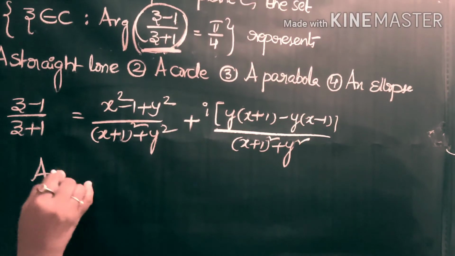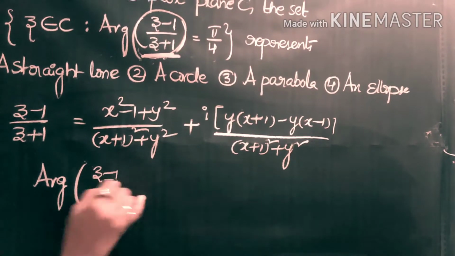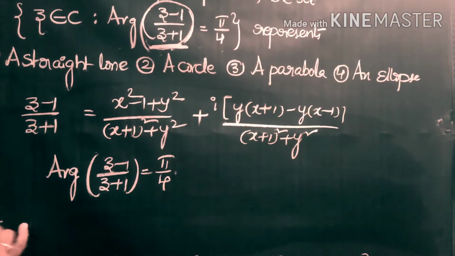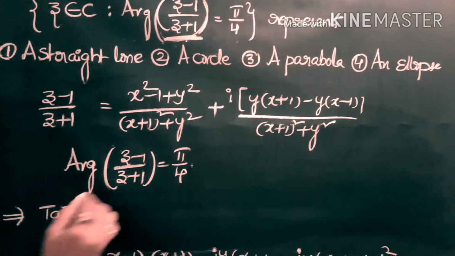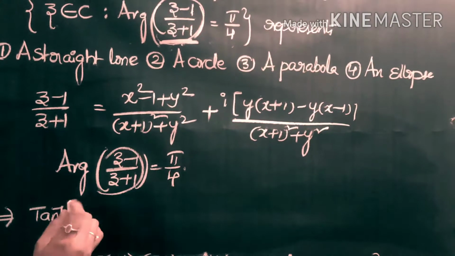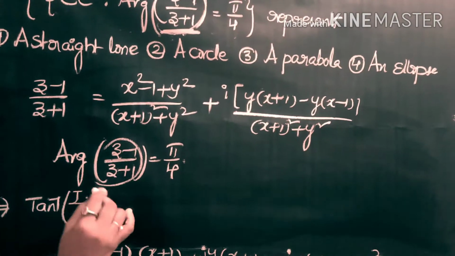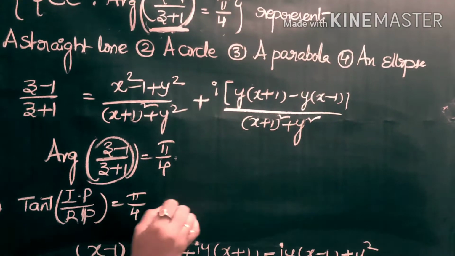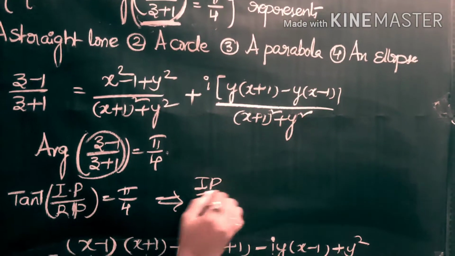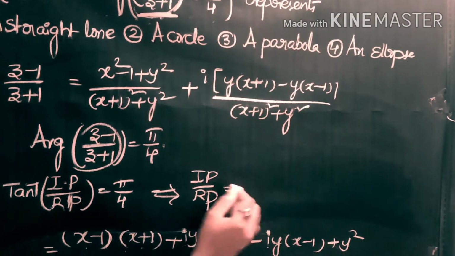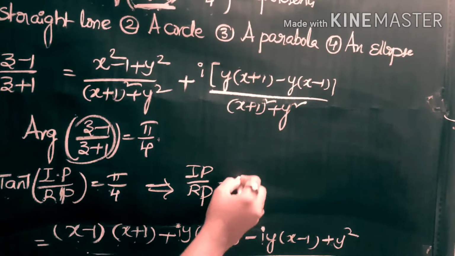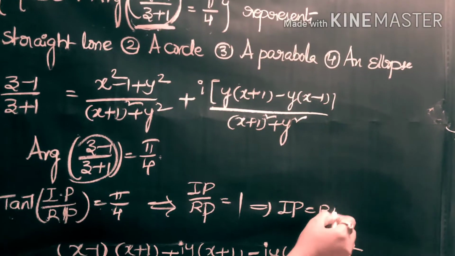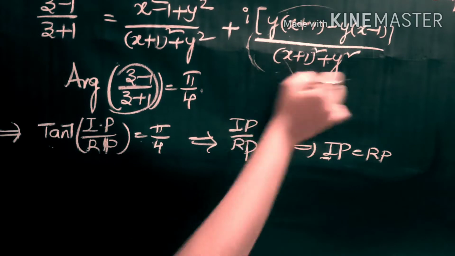Given that arg of (Z minus 1)/(Z plus 1) equals pi by 4. What is the argument formula? Tan inverse of imaginary part by real part is equal to pi by 4, which implies imaginary part by real part is equal to tan pi by 4. Tan pi by 4 equals 1, that is, imaginary part is equal to real part. So what is the imaginary part here? This is the imaginary part.